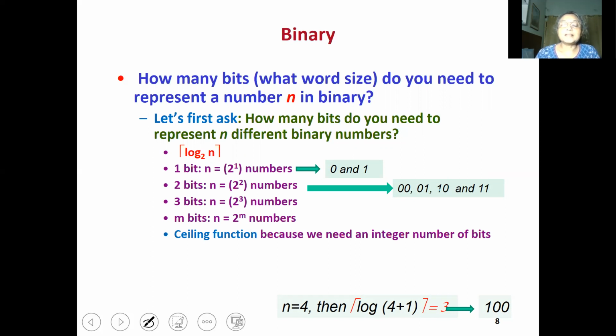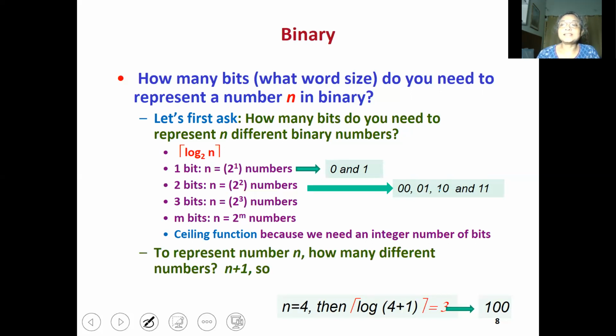So therefore, if we want to represent a number which is n, suppose n is equal to 2 to the power m, then the number of bits is equal to m, which is log n to the base 2, and the ceiling of that. Why ceiling? Because you require an integer number of bits.